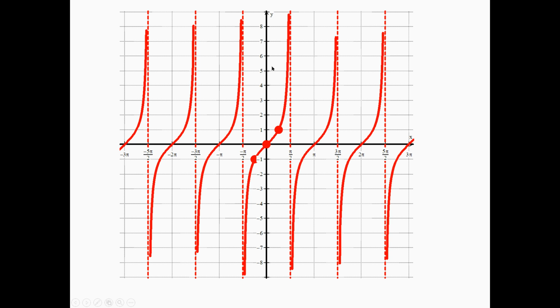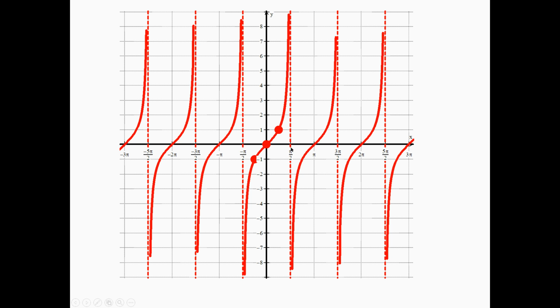All of that together is the graph of f of t equals the tangent of t, or y equals tangent of x. All of it together. Notice it's extremely piecewise. Observations like this: the tangent has its x-intercepts at multiples of pi, just like the sine function. And notice its only y-intercept is the origin.